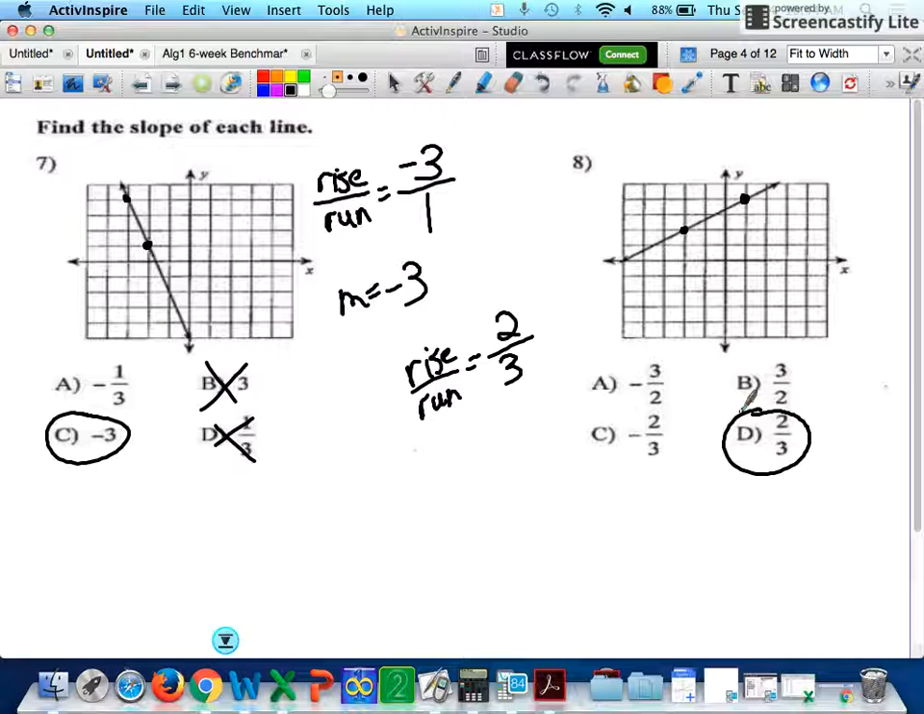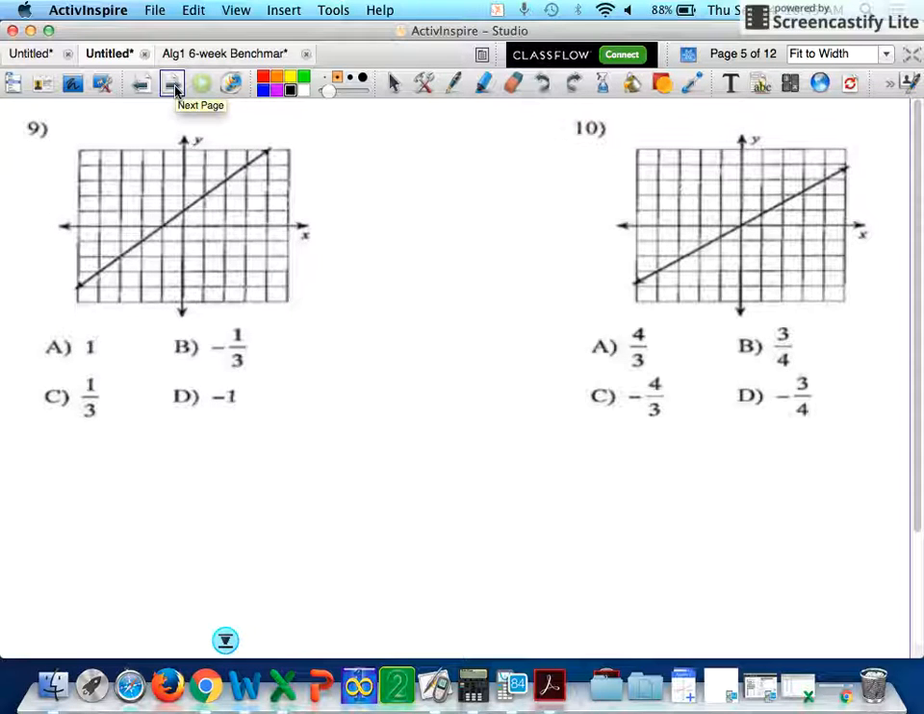Okay? Again, up is positive, and right is positive. Down would be negative 2, and left would be 1, 2, 3, negative 3. So that, if you counted the other way, you'd have negative 2 over negative 3. Well, negative over negative is just a positive. So we get the same exact answer, okay? Same answer.